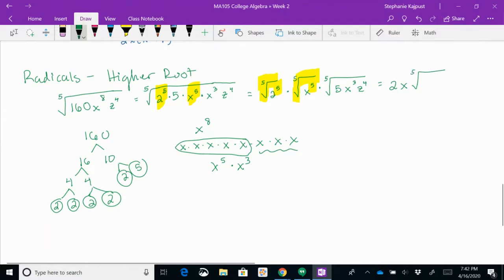And then we have this 5th root of 5, x to the 3rd, z to the 4th. And once you've done that, if you can't multiply anything together in the front, like 2 times x doesn't really do anything, then that's your final answer. So our answer is 2x times, so that's the multiplication there, just so that the 5 doesn't go with the x. It's not an exponent on the x. It's going with the radical symbol, the root. And then it's the 5th root of 5, x to the 3rd, z to the 4th.